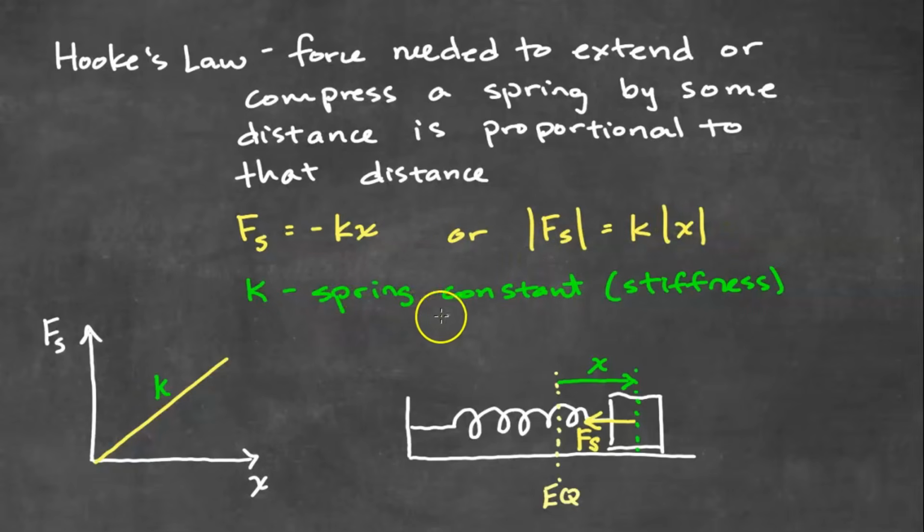K is what we call the spring constant, how stiff that spring is. If you graph the spring force versus the displacement, then the slope will represent the spring constant. A more stiff spring will have a bigger slope. A looser, less stiff spring will have a less steep slope.